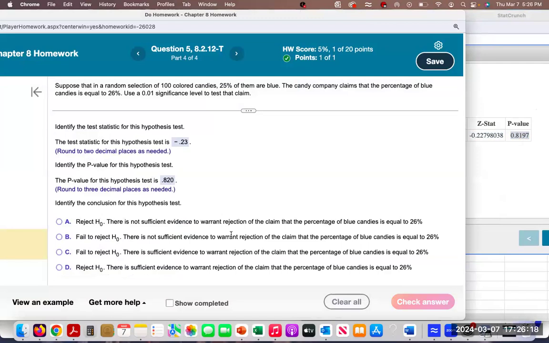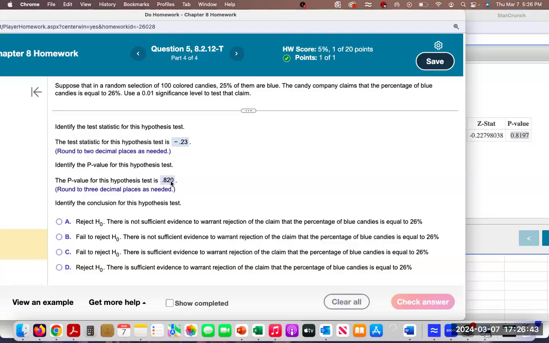Now we have to write a conclusion. So if the p-value is less than or equal to the significance level, we're going to reject the null. If the p-value is greater than the significance level, we're not going to reject the null. Then we're going to use this information to state a final conclusion that addresses the original claim with wording that can be understood by those without any knowledge of statistical procedure.